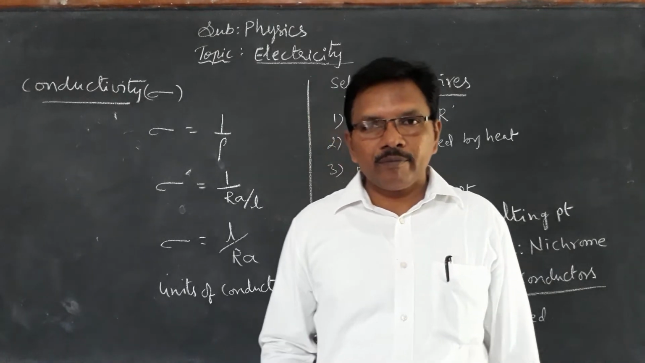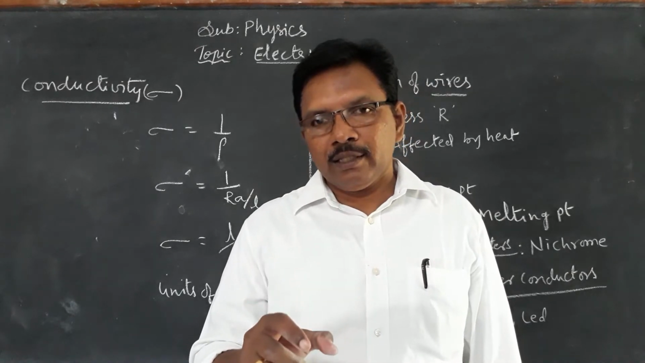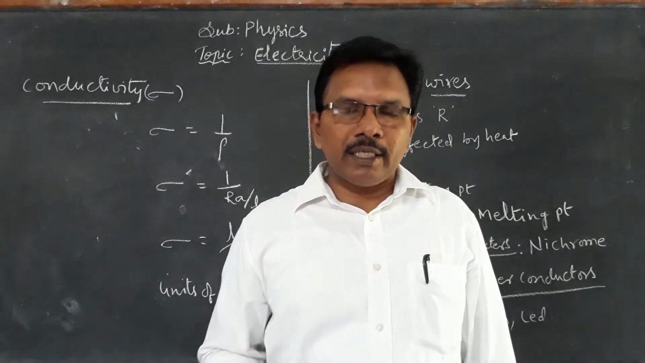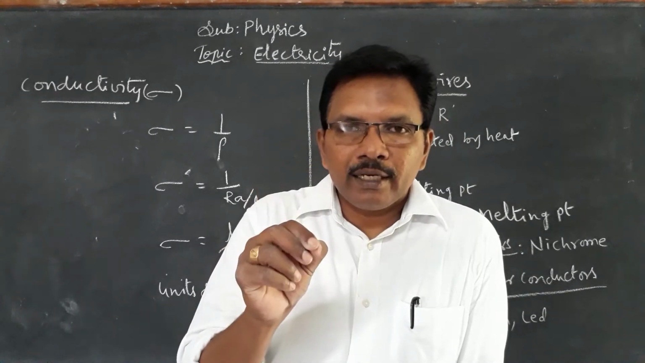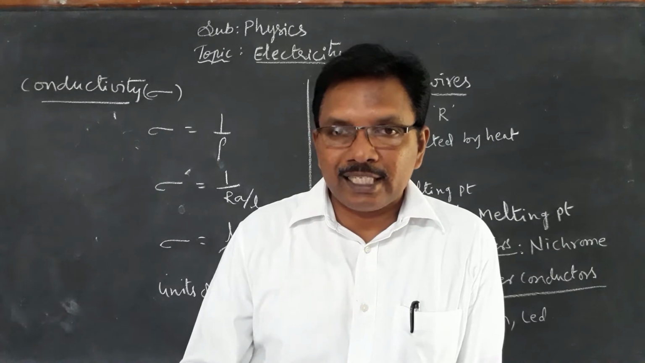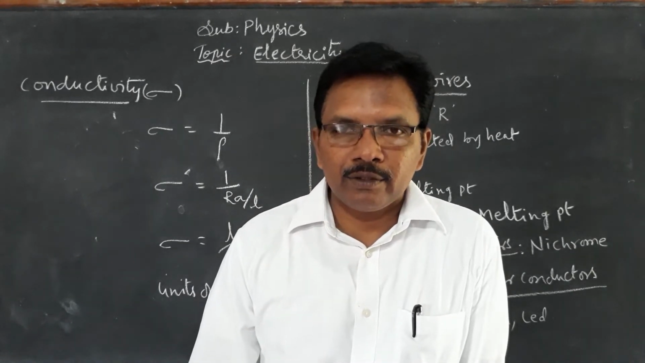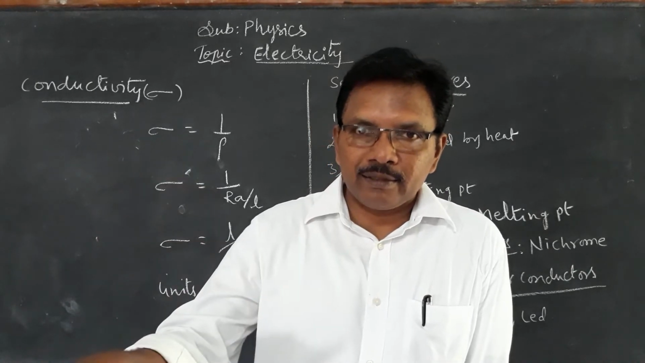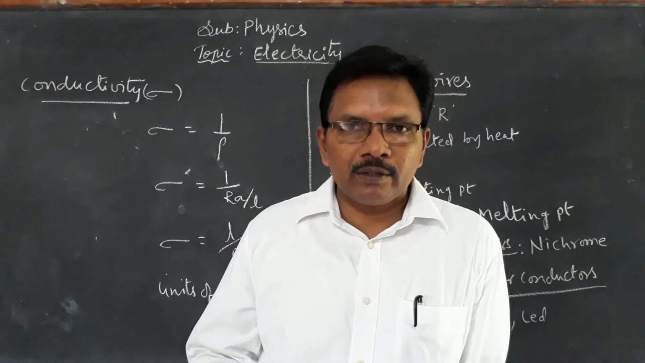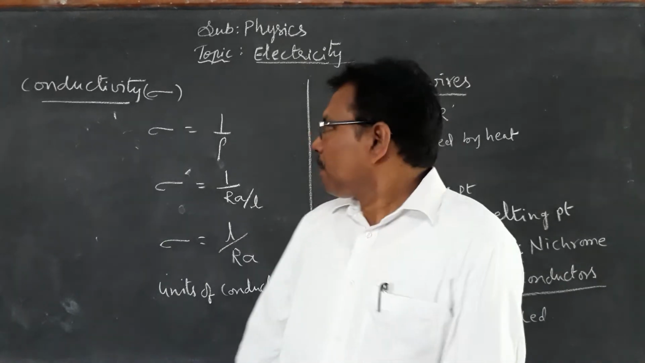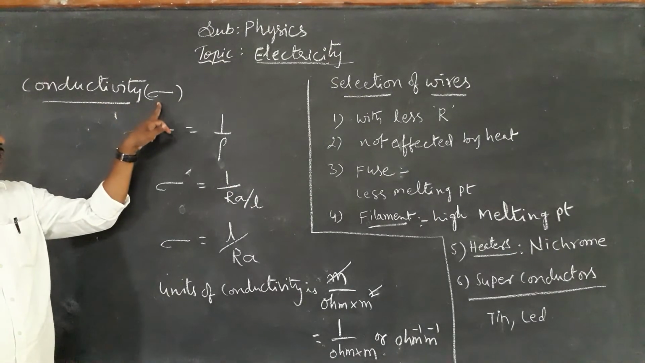What is resistivity? Resistance means obstruction. The resistance of the material per unit area and unit length is called resistivity. The opposite of resistivity is conductivity. So resistance obstructs, while conductivity allows current to flow. So both are opposite. Conductivity is defined with the symbol sigma.